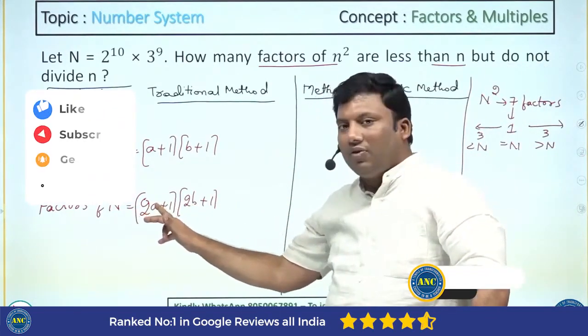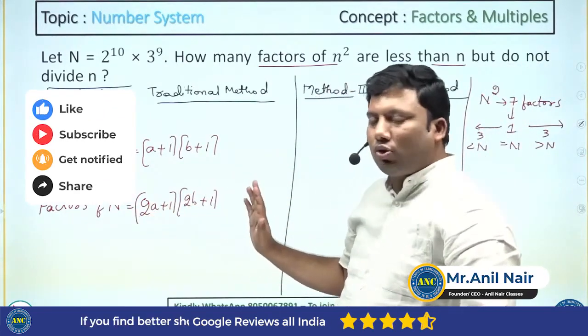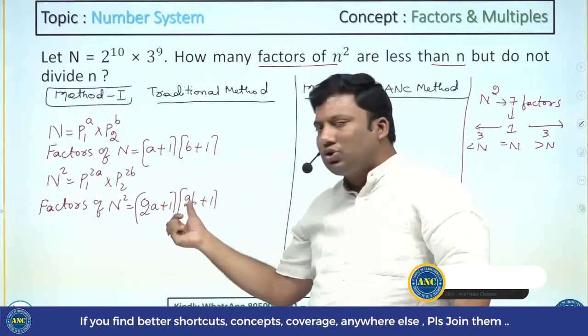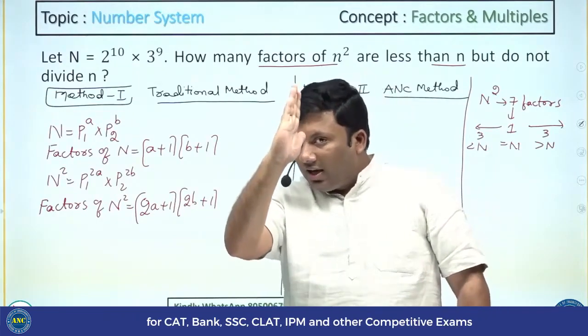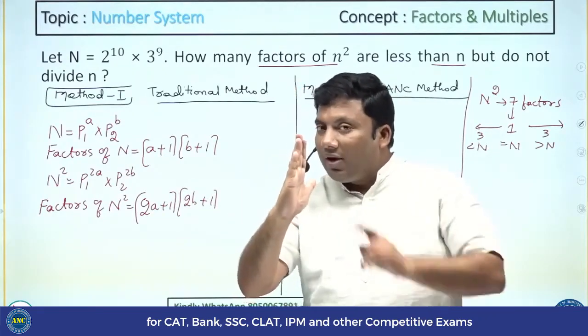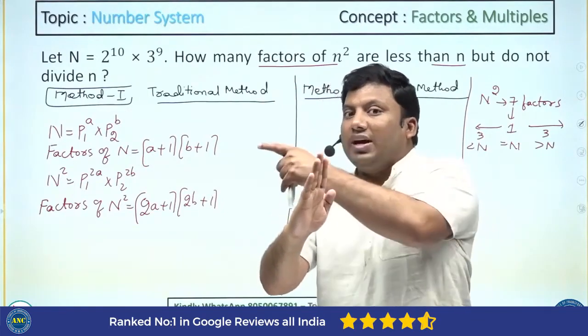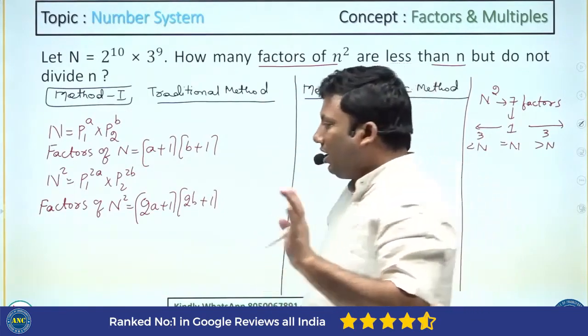Factors of n square will be (2a plus 1) into (2b plus 1). Put the values a as 1, b as 1: 3 into 3, 9. In that 9, one case will be equivalent to n, 4 cases will be less than n, and 4 cases will be greater than n. Are you all with me?